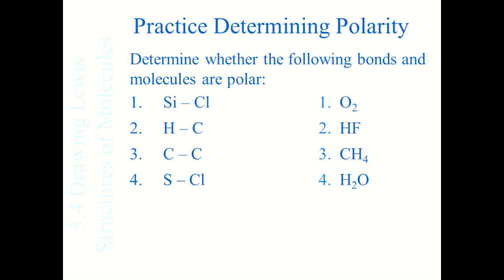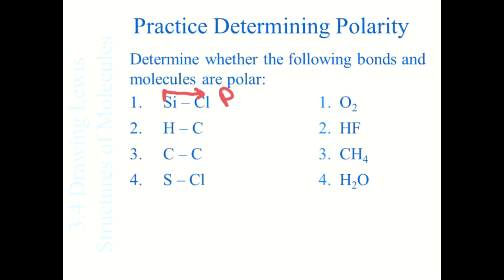Let's determine whether the following bonds and molecules are polar. So there is a bond. This isn't showing the entire molecule. It's just saying there's a bond between silicon and chlorine here. So silicon, look at where it is on the periodic table. Look where chlorine is on the periodic table. Which one is more electronegative? Chlorine. So this would end up being a polar bond. The electrons would be drawn towards chlorine. It is a polar bond.